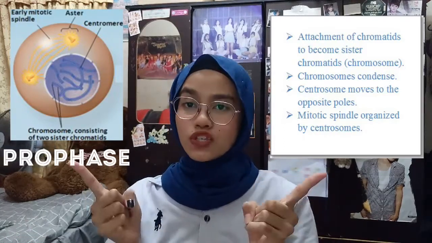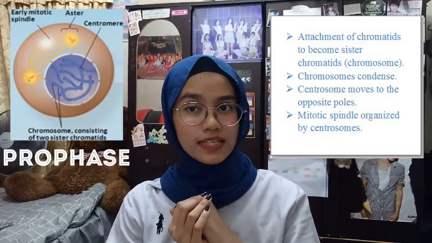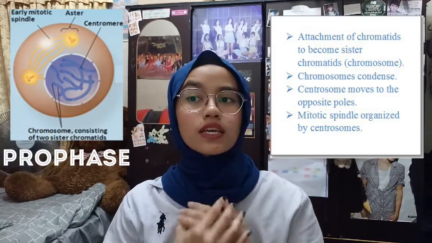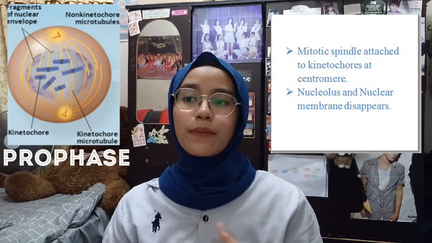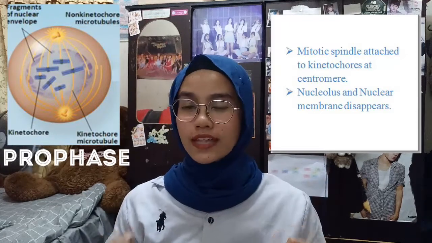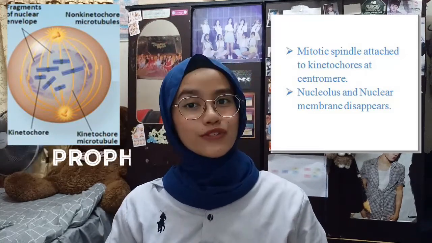Let's start with prophase. In prophase, the chromatids will attach and become sister chromatids, and the centrosome will move to opposite poles while organizing a spindle. Fact: there are no centrioles in the meristematic cell, while there are centrioles in the somatic cell. Next, the nucleus and nuclear membrane will disappear, and the spindle will attach at the kinetochore of the chromosome.